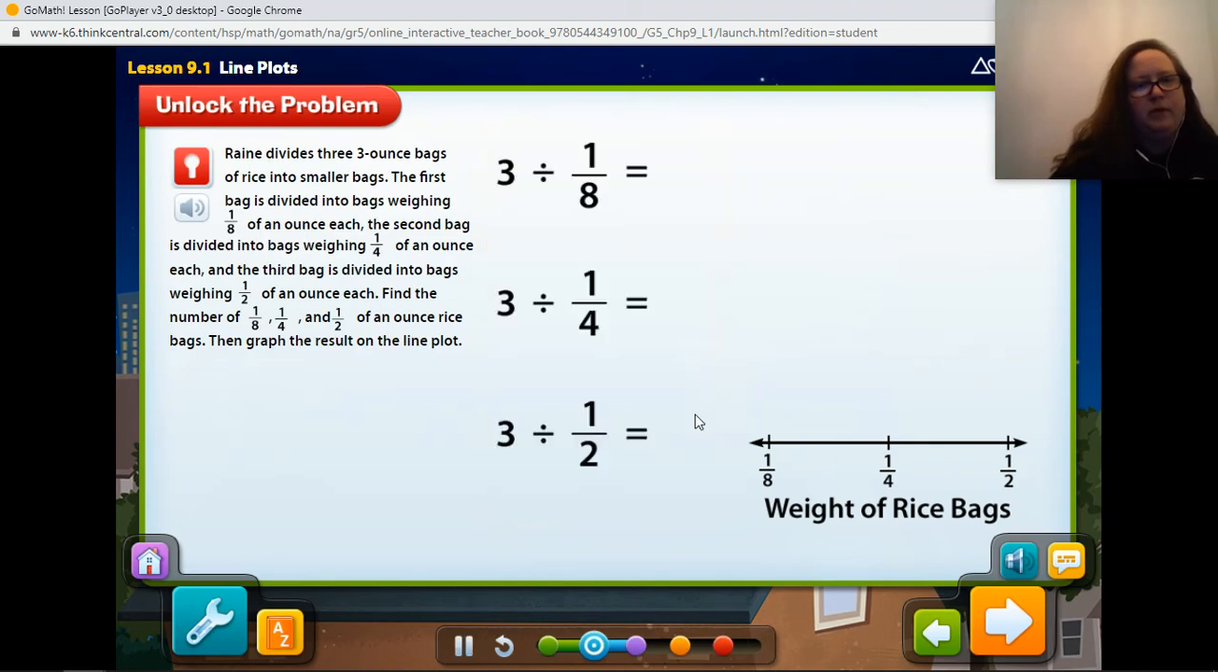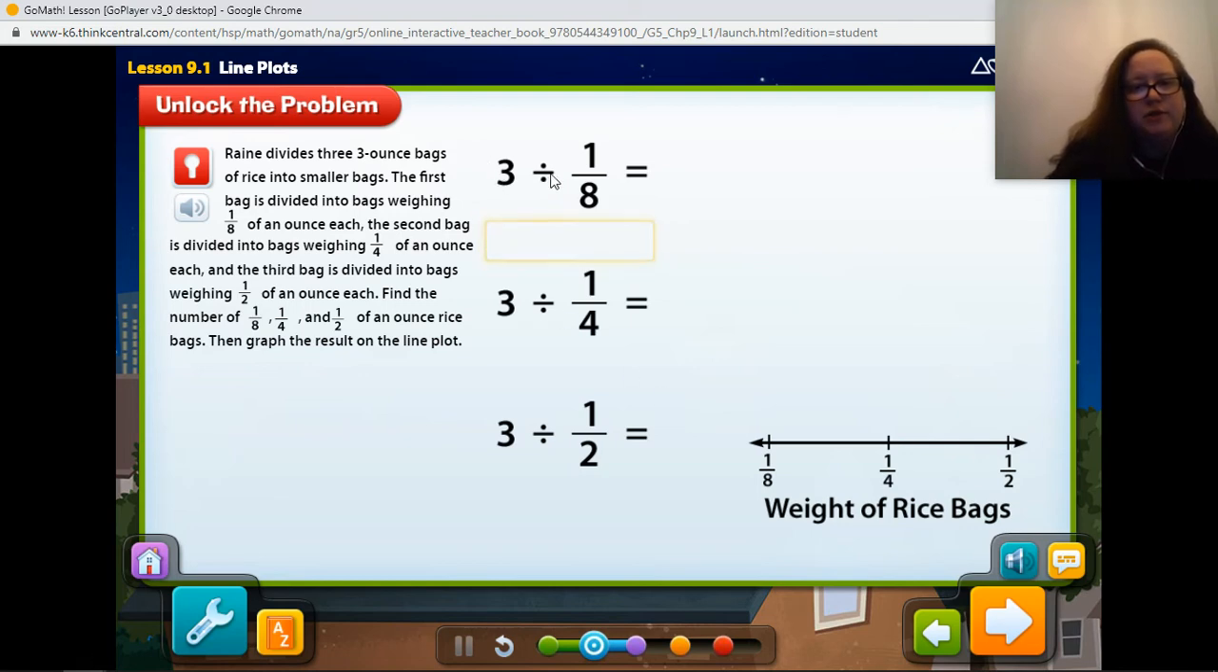Each division problem can be solved by rewriting it as a multiplication problem. 3 divided by 1/8 can be rewritten as, and we use the saying, first same, sign change, second flip. So that means that the first number stays the same. So your 3 is going to stay the same. It's going to be a 3.